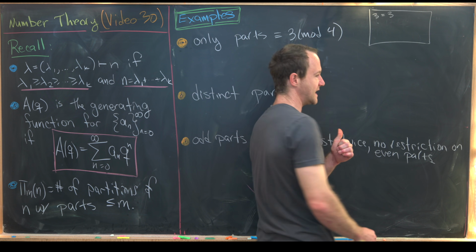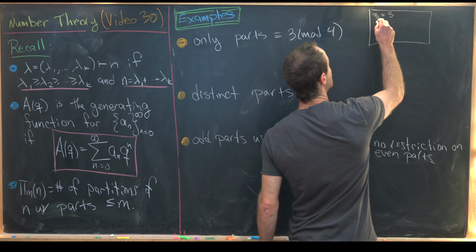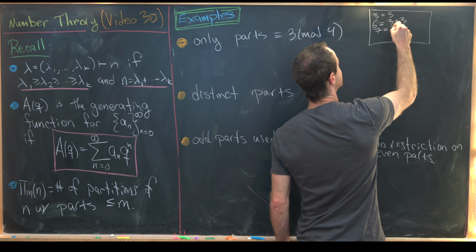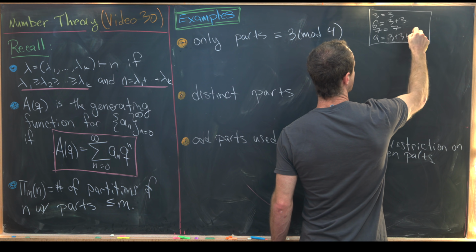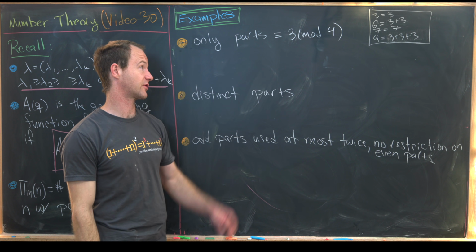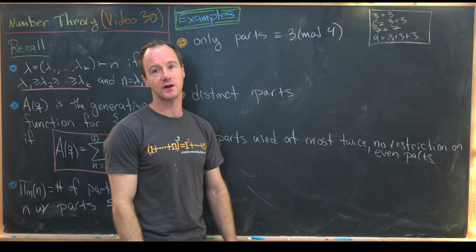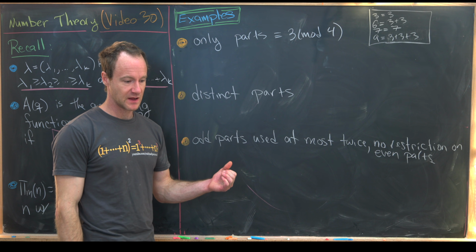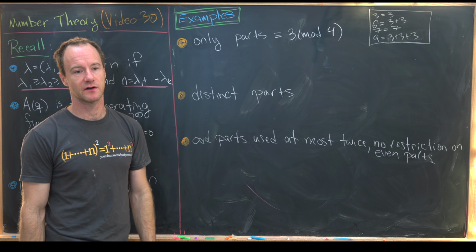Let's see, there are no ways to do 4 or 5 using only parts that are 3 mod 4, but we can do 6. 6 is equal to 3 plus 3. We can also do 7, which is equal to 7. Next, we could do 9 as 3 plus 3 plus 3. So the first several numbers that can be written with parts that are 3 mod 4 only have one partition each. Maybe do a couple more examples as your warm-up to find which is the first number that exhibits 2 partitions where you're only using parts that are 3 mod 4.